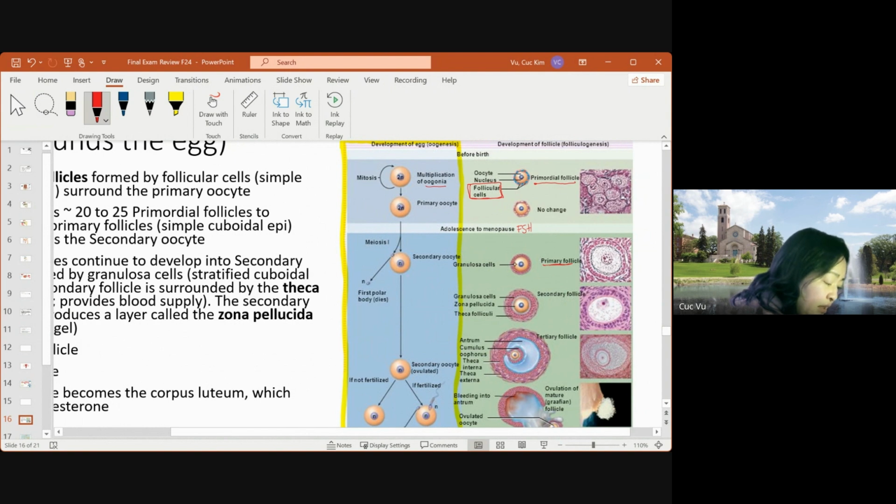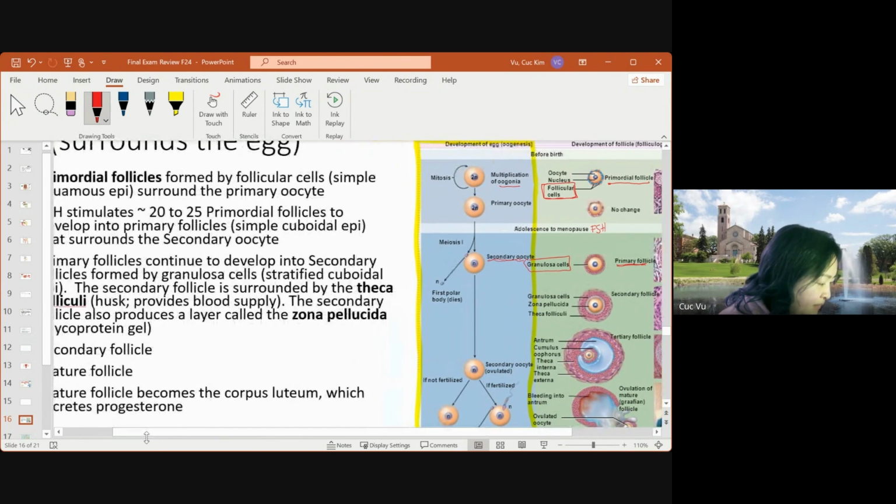That oogonia has now become the primary oocyte and now has completed meiosis 1. So now that primary follicle surrounds the secondary oocyte. Okay. What's the difference between the primordial follicle and the primary follicle? You can see that it went from follicular cells to granulosa cells. It has a different name even. And if you look closely, you will find a shape difference.